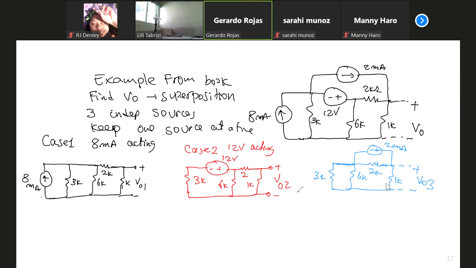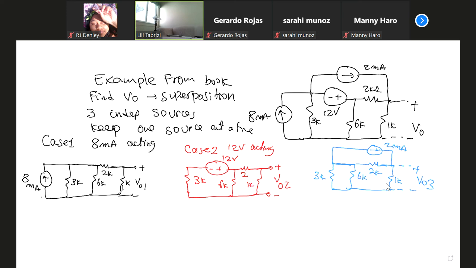Professor? Yeah, go ahead. I think the 2 milliamp goes into the 3 ohm, not the 6 ohm. The current branches into the 3K, not the 6K. Yeah, it's the same because they are short circuits. But let me make it so to avoid confusion. You're right, let's at least make the drawing correct. This node is the same node, but it's okay. Okay, so let's start with this one, V1.